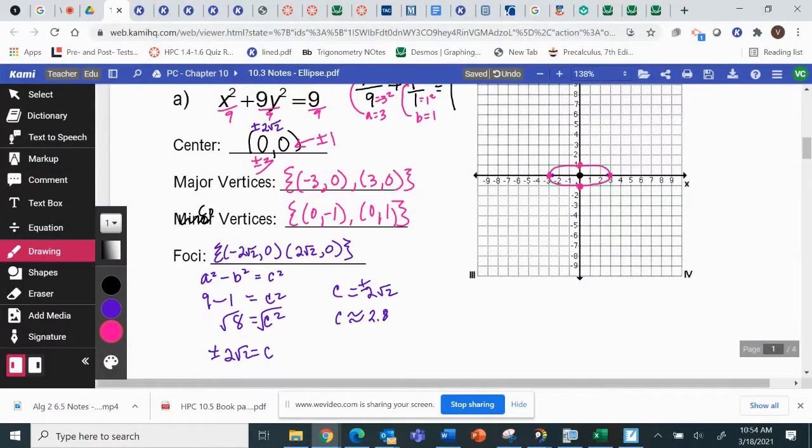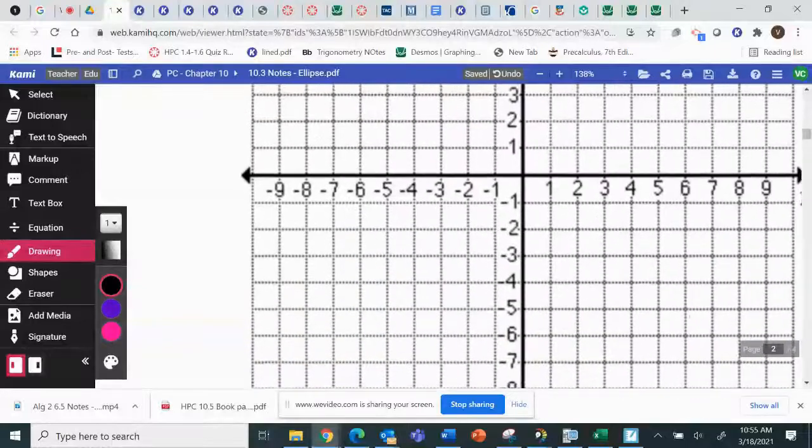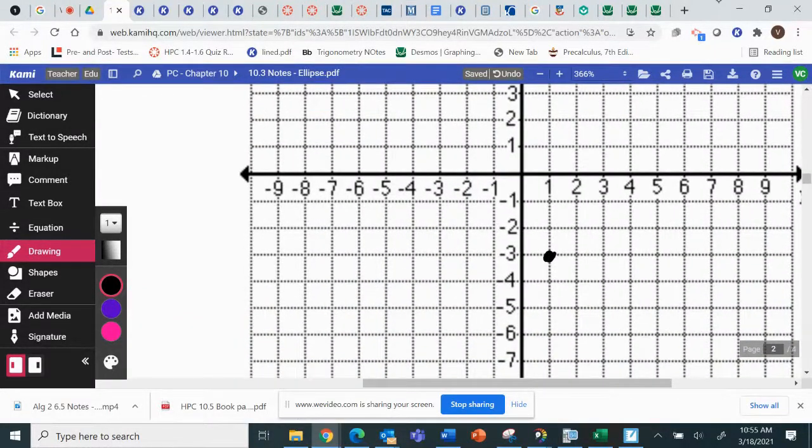That's not too bad. Let's look at the next one. So the first question you need to ask yourself: is it in the correct form? Yes. Does it equal 1? Yes. Okay. So we are going to find the center, the same way we find the center with the circle. Kira, can you tell me the center? 1, -3. Perfect. I'm going to go to my graph, and I'm going to graph 1, -3. There's my center point.